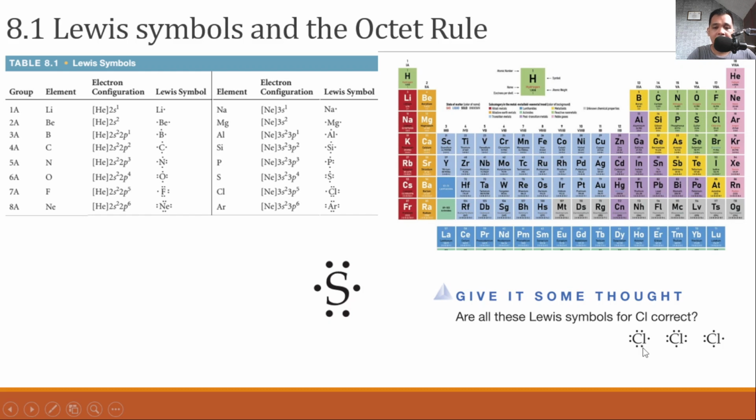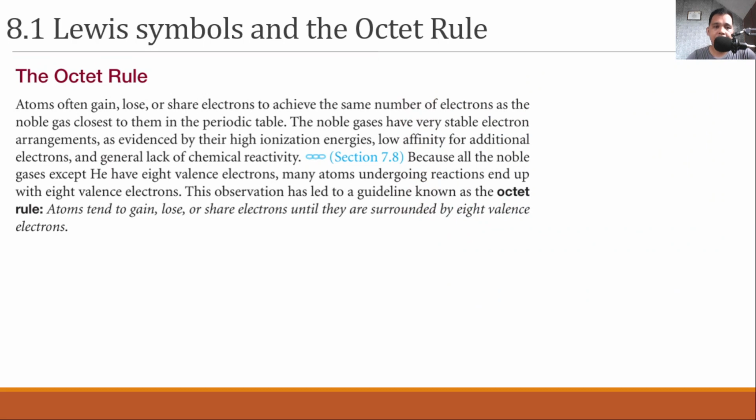Yes, it's correct, since chlorine is in group 7. Therefore, it is expected to have 7 Lewis dots. So, 7? Yes: 1, 2, 3, 4, 5, 6, 7. And the third one, the Lewis dot symbol, is incorrect. Why? Because it has only 5 Lewis dots. It isn't chlorine 2 positive, right? It is a neutral atom, so it is expected to have 7 Lewis dots.